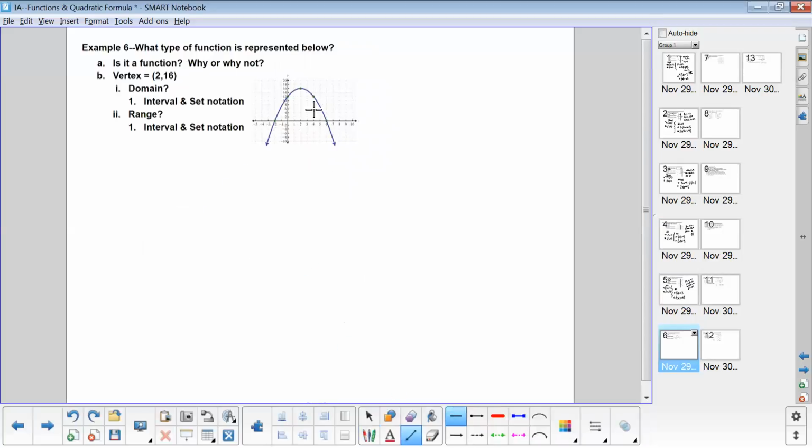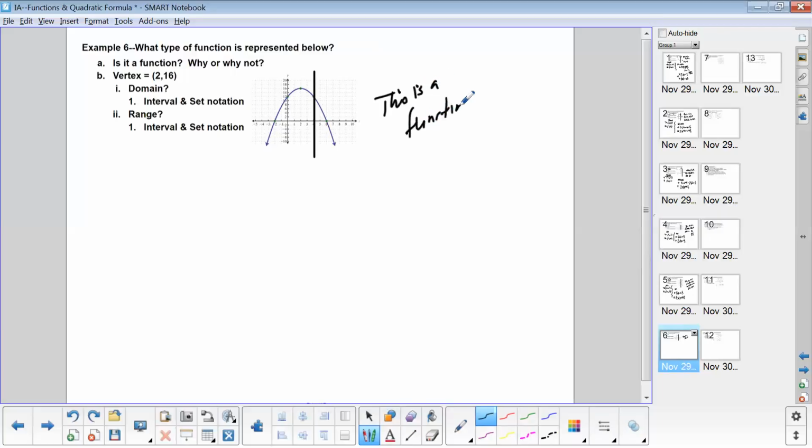In this particular graph, we're looking at, it does pass the line test. So this is a function because it passes the vertical line test.